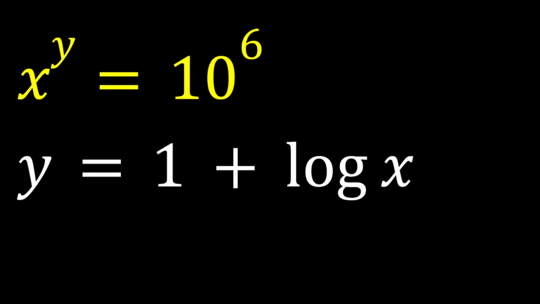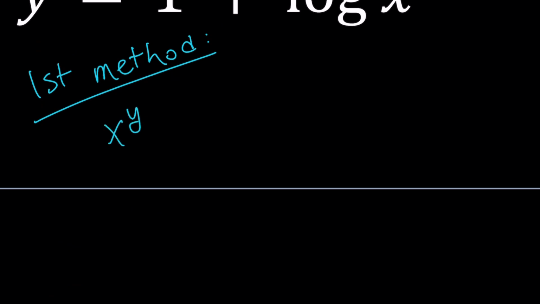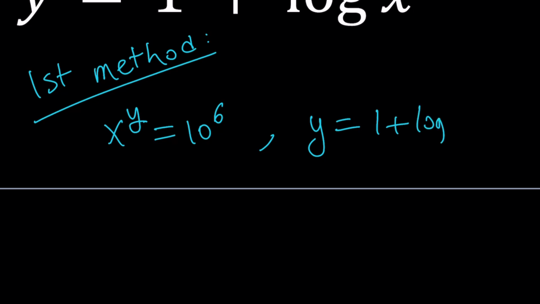Now, how do we solve the system? I'll be presenting two methods, and let's start with the first method. Great. So let's go ahead and rewrite the equations. We have x to the power y equals 10 to the power 6 and y equals 1 plus log x. Let's start with the less obvious method, which is solving for x from the second equation. Let's go ahead and do that.